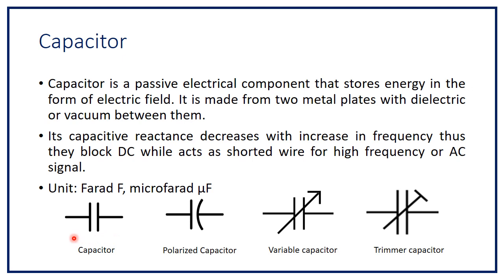See, this is the symbol of a fixed value capacitor. This is the symbol of a polarized or electrolytic capacitor. This is the positive terminal. This is the negative terminal. This is the symbol of a variable capacitor. This is the symbol of a trimmer capacitor. Basically, capacitors are used in filter circuits, and also in tuning circuits like radio receivers, or in radio transmitters.